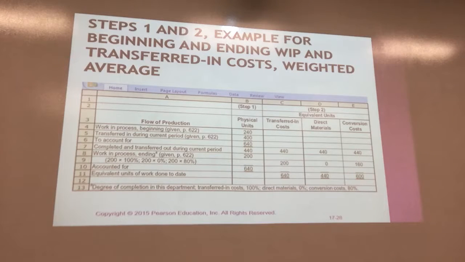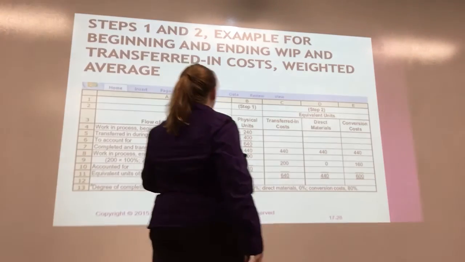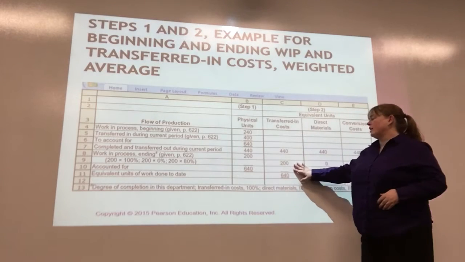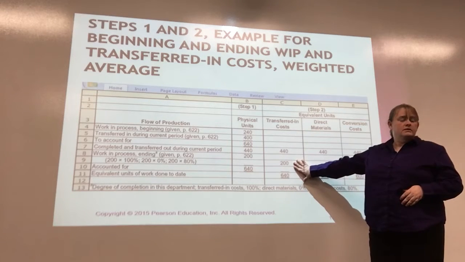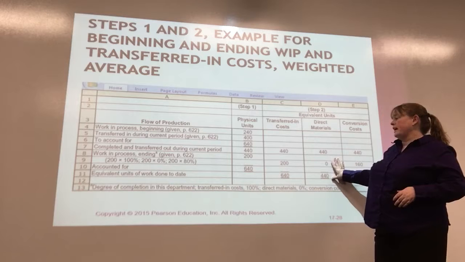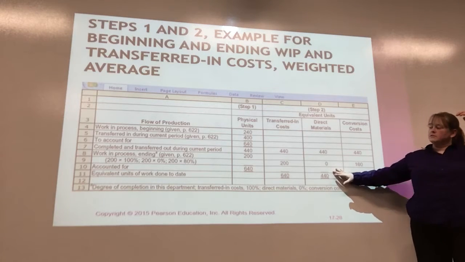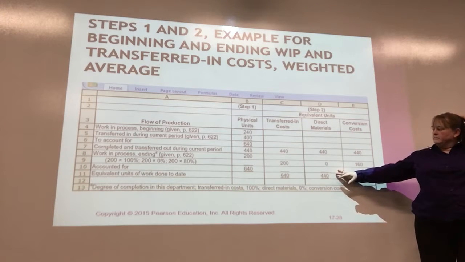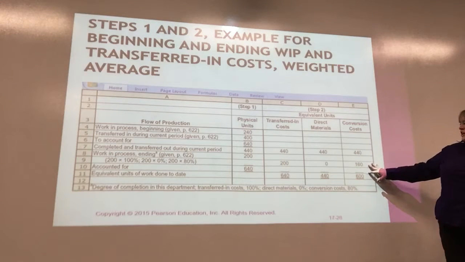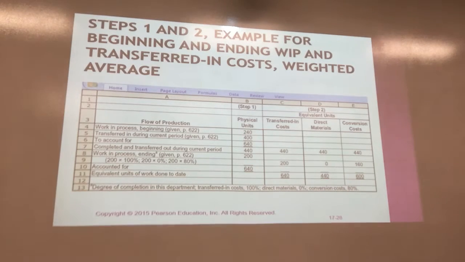So 100%, okay? For the working process, we have the three buckets. We have the transferred in. They say 100% of all the costs were already transferred in. For the direct materials, we have no direct materials put in. And then for the conversion costs, we have 80% of the conversion costs put in. Why wouldn't there be any direct materials added? Because that's the transfer in. That's the transferred in. Okay?